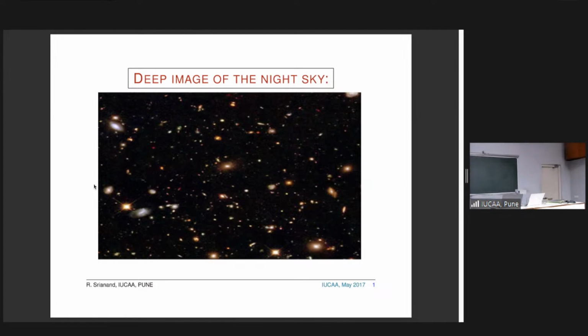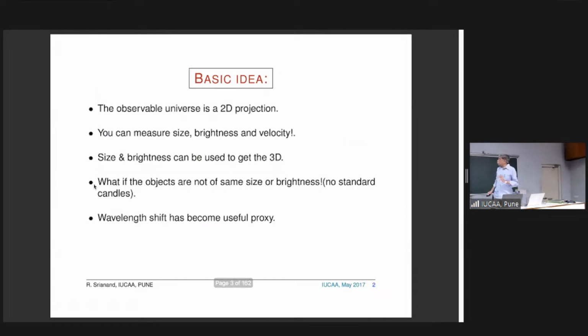So clearly, observationally, it is very difficult for us to make any progress beyond taking pictures. This is the problem. Let's narrate this problem clearly. The observable universe is a 2D projection. This we agree. This is the problem.